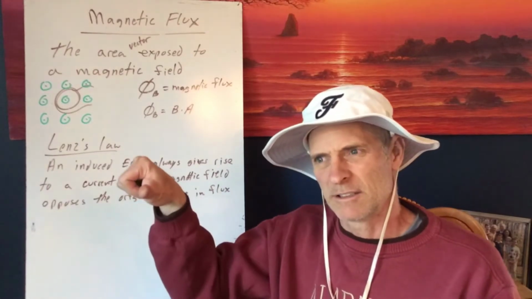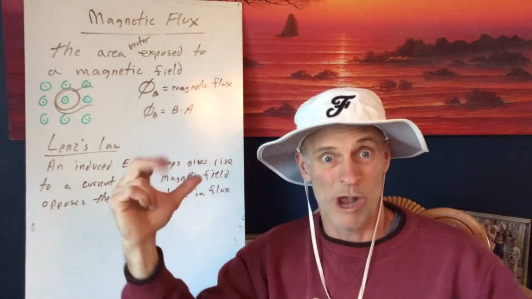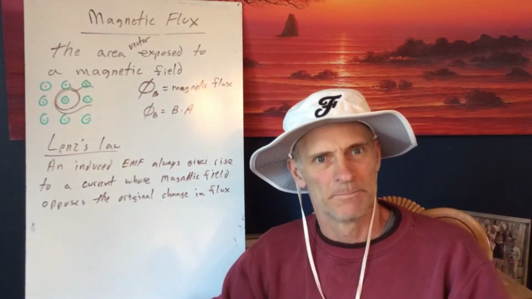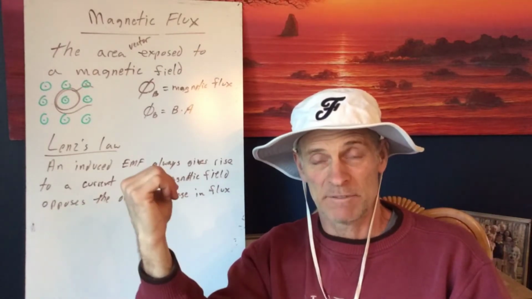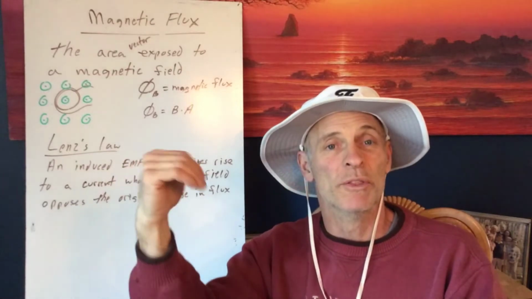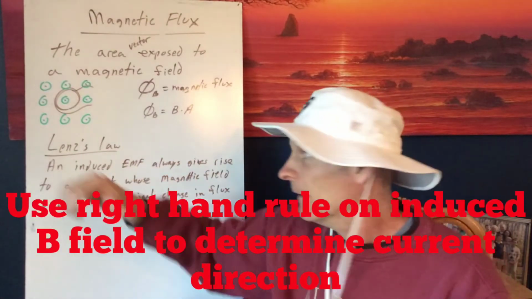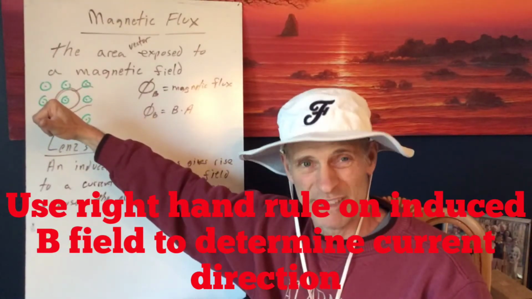So if I have a flux going out toward me and getting bigger, that means Lenz's law suggests there must be a magnetic field going inward that opposes the rise of this flux. And if that magnetic field goes inwards, I use my right-hand rule to determine the direction of that current. So, once again, the magnetic field's coming out of the board and getting bigger.